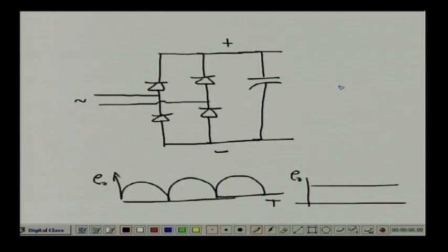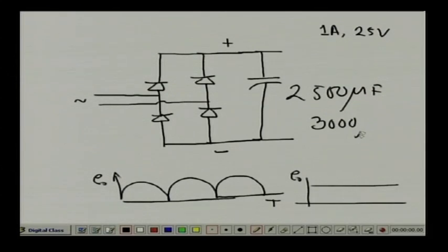Now, even for a suppose 1 ampere, 25 volt power supply, this is around suppose 2500 microfarad or 3000 microfarad. This is a typical value for the power supply, okay. According to the voltage, if it is plus minus 25 volt power supply, I will choose a 50 volt capacitor like this one, right.